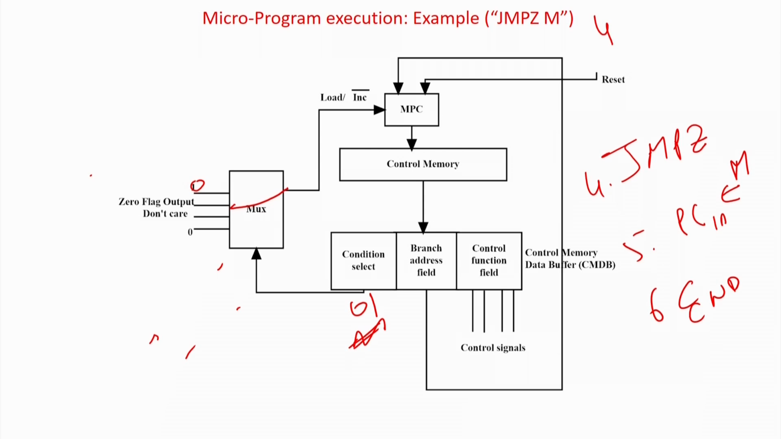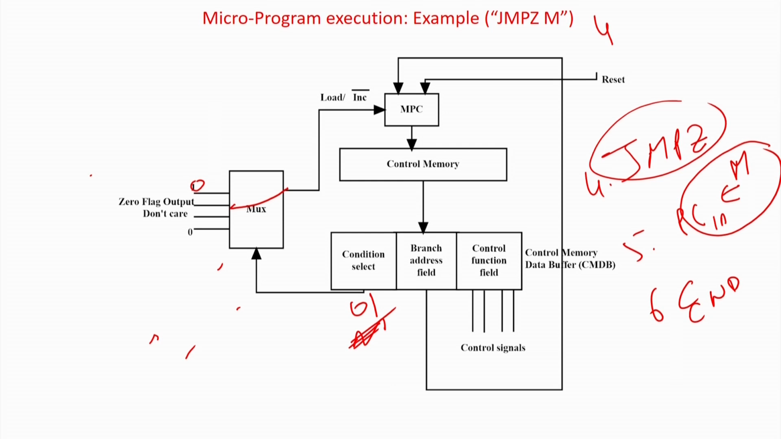So that is in the 4th instruction, you are going to check the 0 flag output. For that you are making the condition select as 0, 1. And if the 0 flag is set, in that case you have to basically jump. That means in the macro program, you have to load instruction number 5.